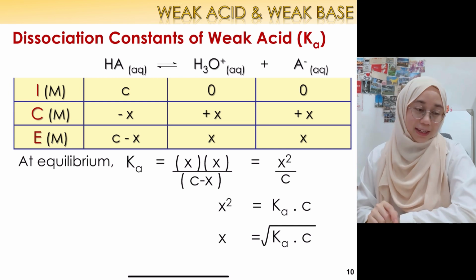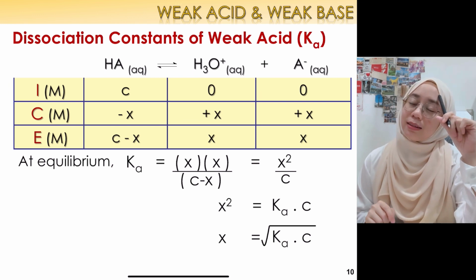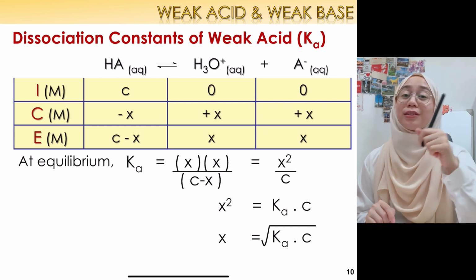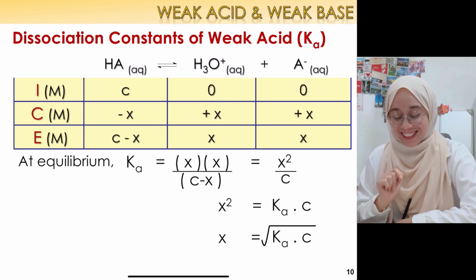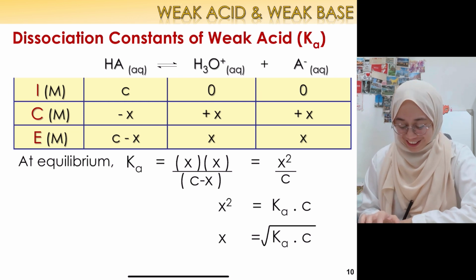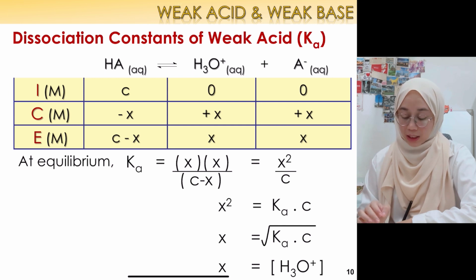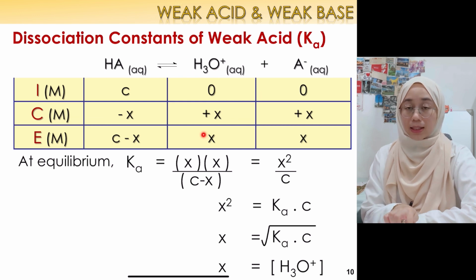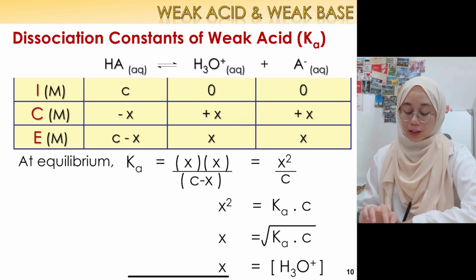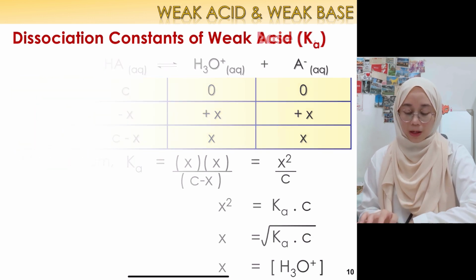What is this symbol again? Square root. Okay, square root of Ka times C. So we get the value of x, which is basically the concentration of H3O plus. So once we get this value, that is basically the concentration of H3O plus.